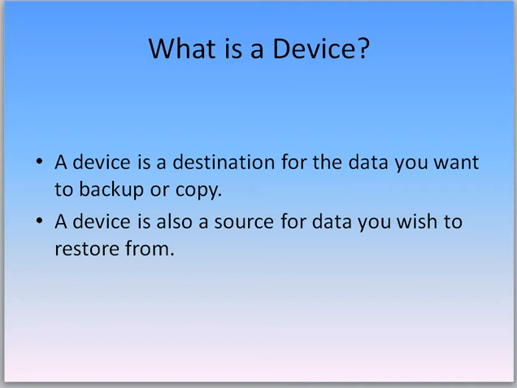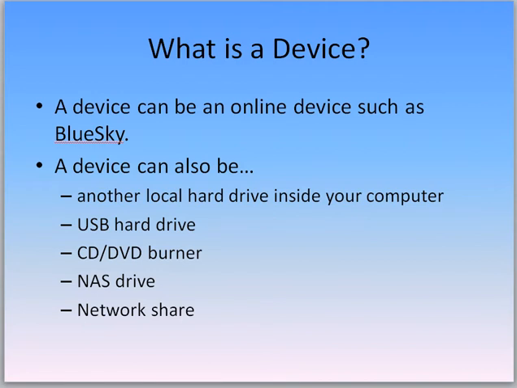So a device can really be anything with the BlueSky software. You're not limited to it just being an online service. You can back up to a USB drive that you plug into your machine. You can back up across the network. Say you've got a NAS box, or say you have a file share on another computer. You can back up to that. You can also copy to a device. There's a lot of things that you can do, and a device is just basically anything that holds data.